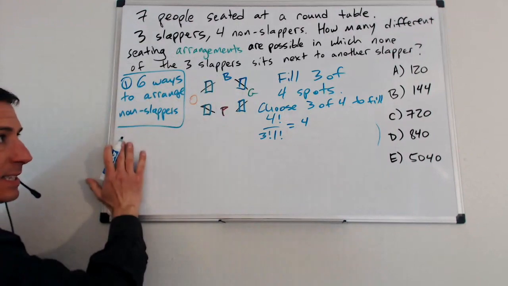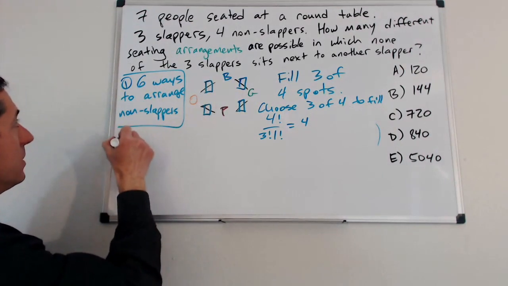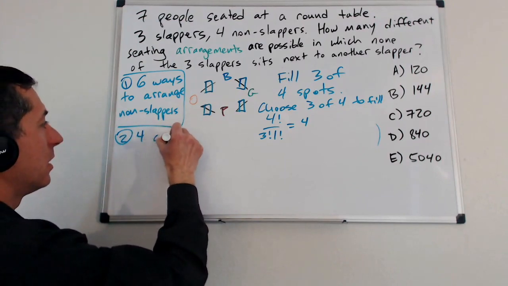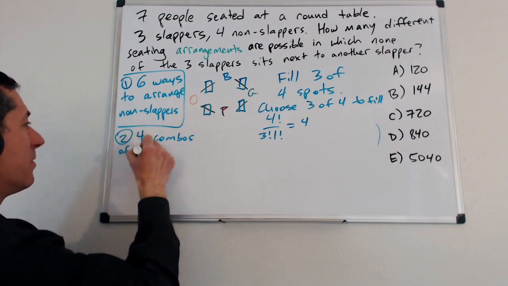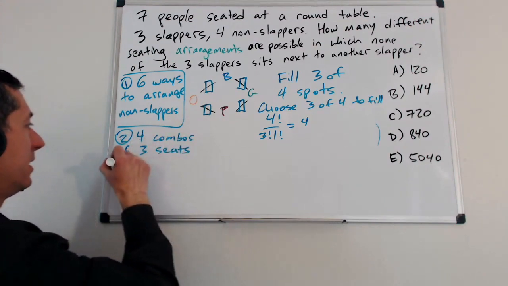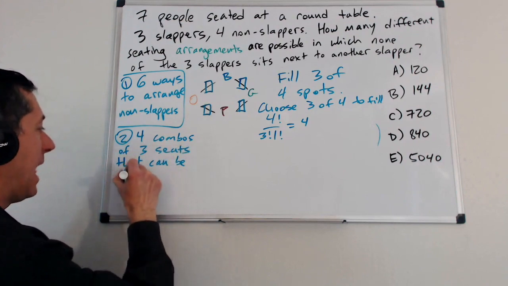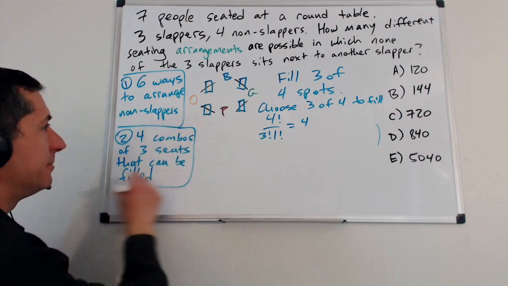So again, I'm going to rewrite this up here. So part two, I've got four combos of three seats that can be filled. Having fun yet? All right.